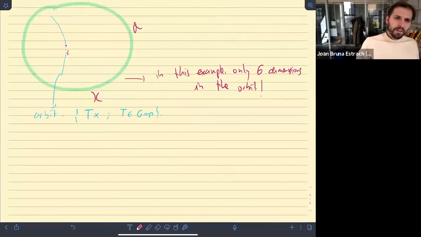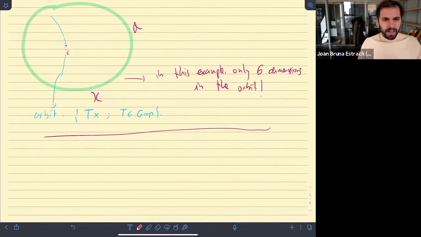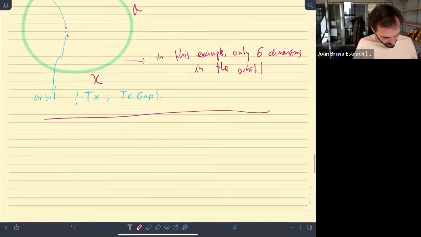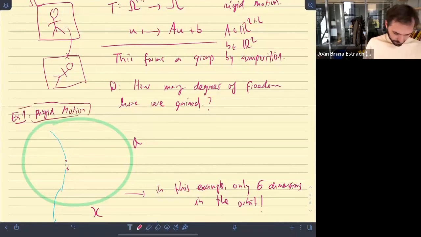Of course, you can think about another extreme. This is an extreme example where the group is very small. The group only has 6 parameters. Now we have another example. So this would be kind of example 1, that is the rigid motion.